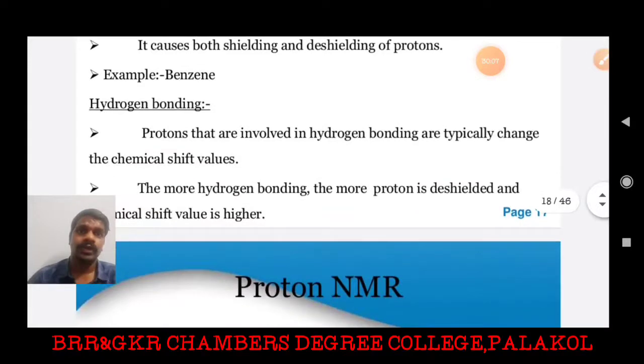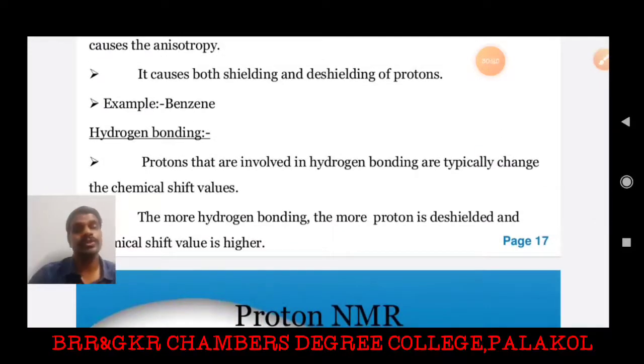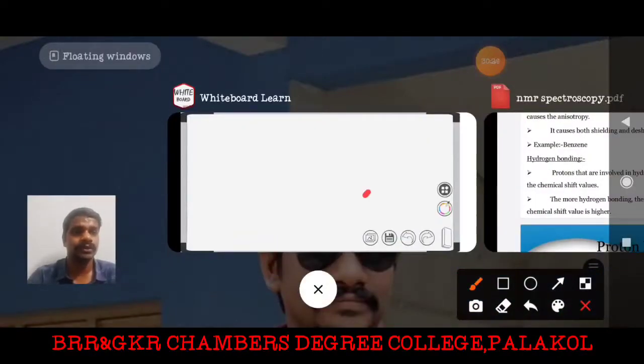Here we write: protons that are involved in hydrogen bonding typically change the chemical shift values. The more hydrogen bonding, the more the proton is deshielded and the chemical shift value will be higher. That means the chemical shift value will increase due to the presence of hydrogen bonding. Why does the chemical shift value increase due to the presence of hydrogen bonding? So this is explained on the whiteboard.